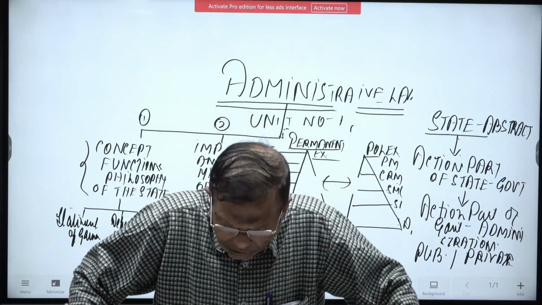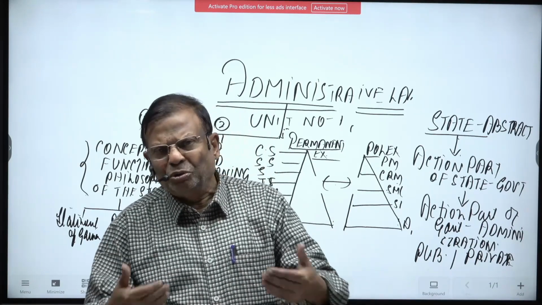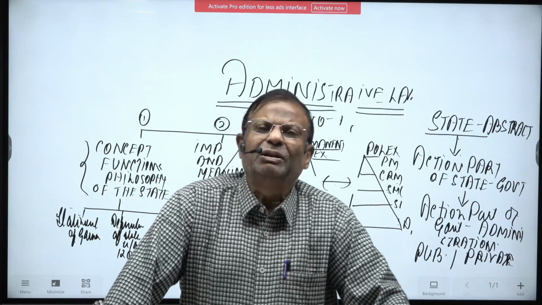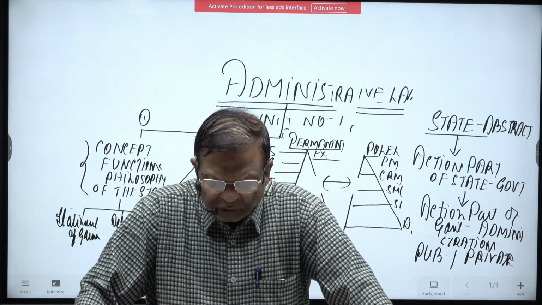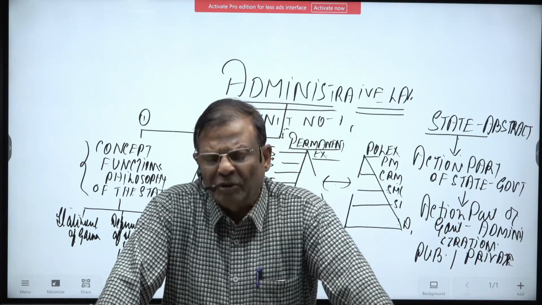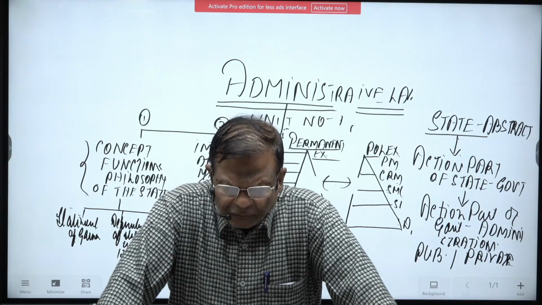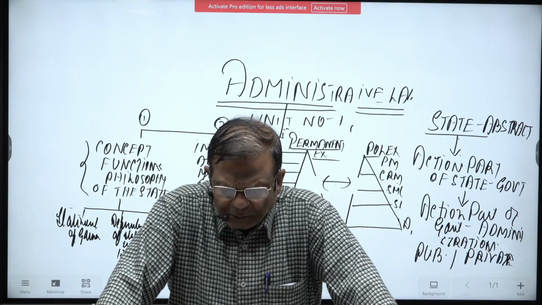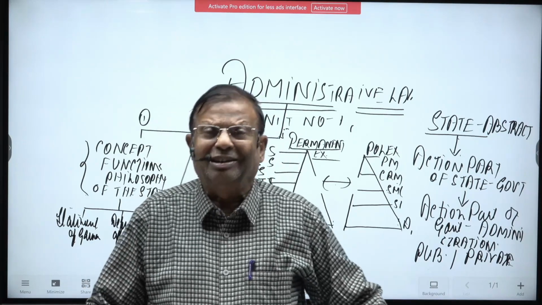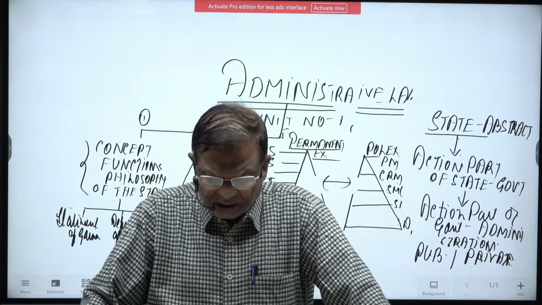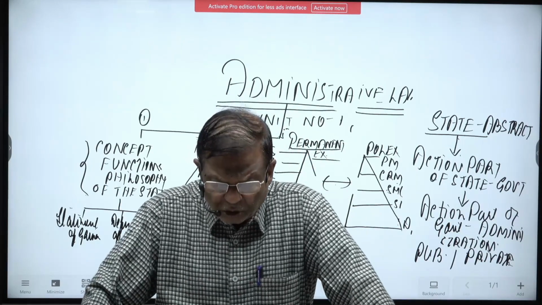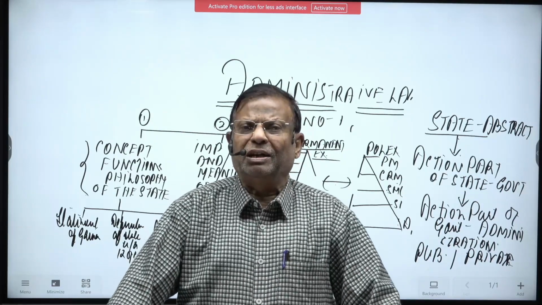So administrative law is that part of public law. Now in common language you can conclude that administrative law is that part of public law which describes the nature of the activity of the executive department of government in action. It may also be termed as the law relating to public administration.